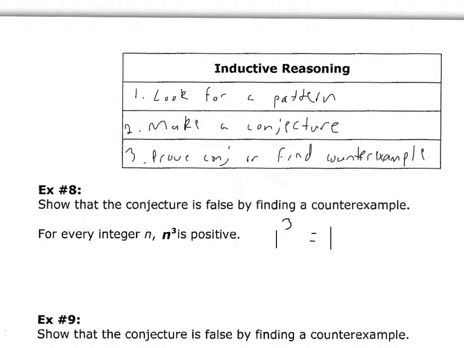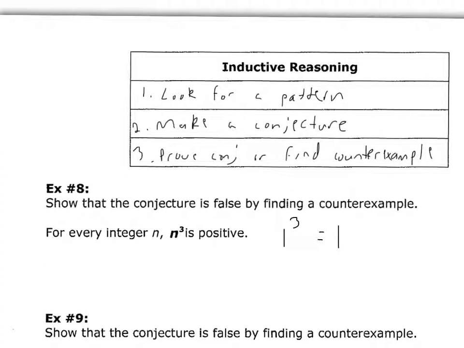Let's try a negative number. Let's try negative 2 cubed. That is negative 2 times negative 2 times negative 2. And that happens to give you negative 8. And we know that, of course, is not a positive number. So negative 2 would be a counterexample for that conjecture.